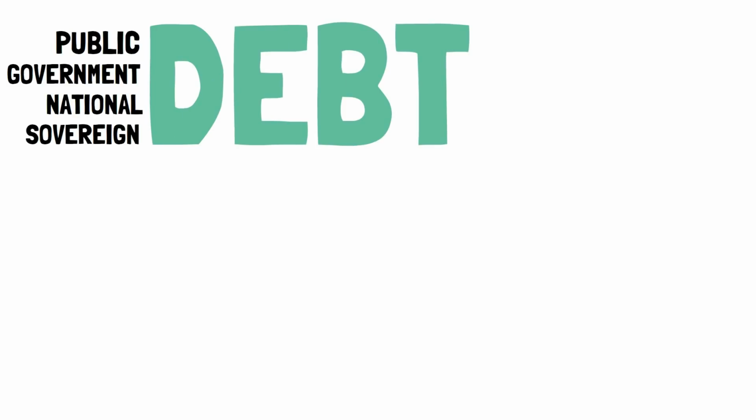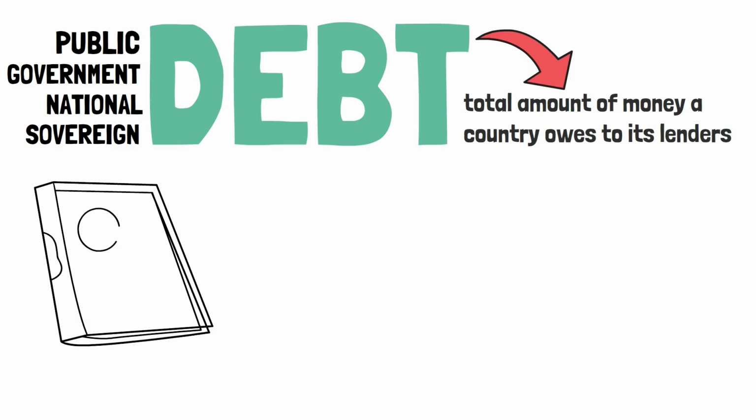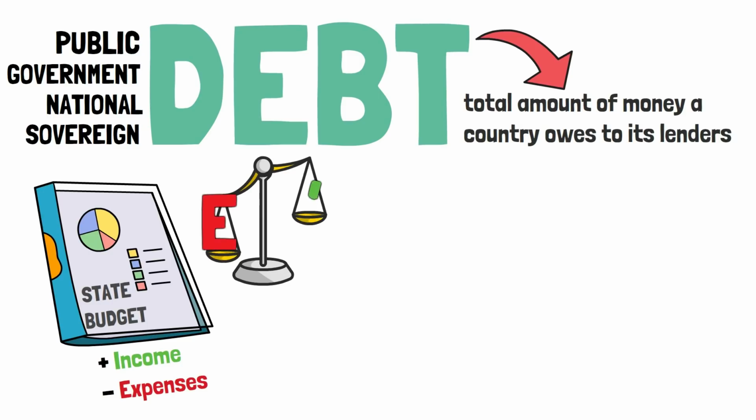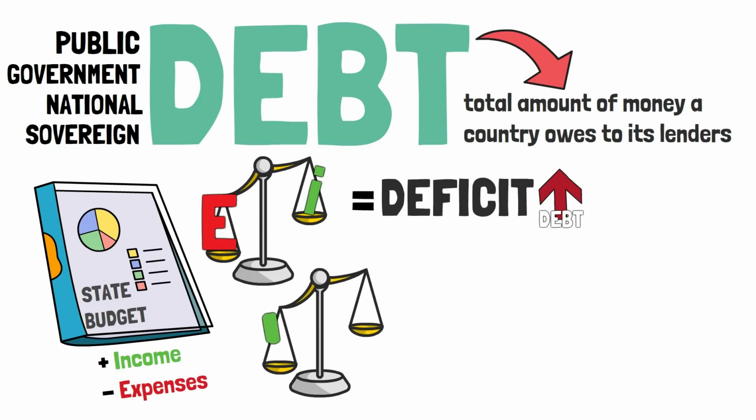Today, public debt, also known as government debt, national debt, or sovereign debt, is the total amount of money owed by a country to its lenders. Every year, a country's government has a state budget of all the expenses and incomes the state will have in said year. If the expenses are more than the income, there will be a deficit, and the debt should go up. If the opposite situation happens, there is a surplus and the debt can go down.